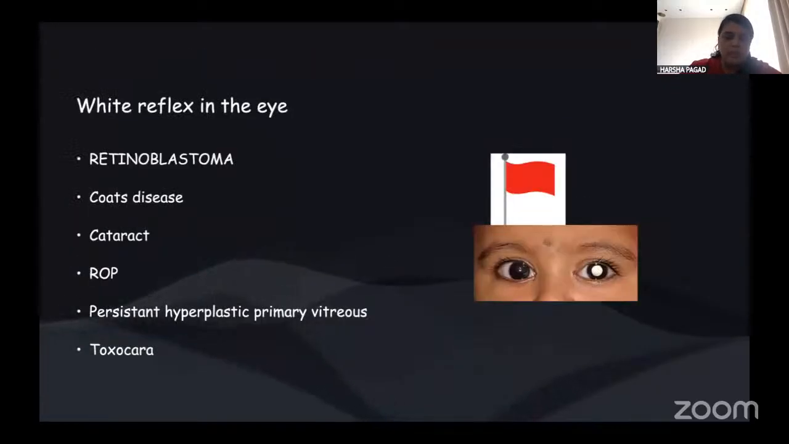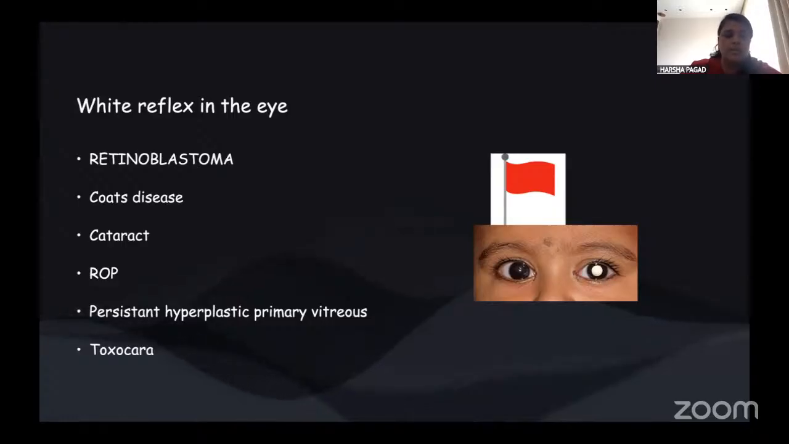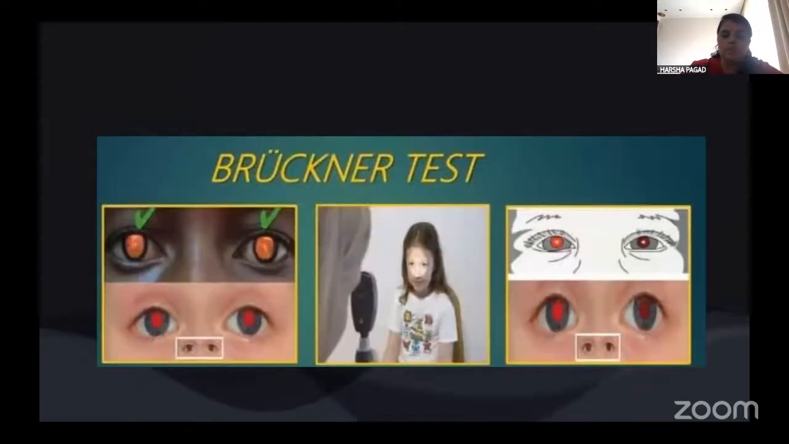The last important thing which we need to know in a child is a white reflex in the eye, which cannot be missed. It could be due to a threatening retinoblastoma, Coats disease, cataract, ROP, persistent hypoplastic primary vitreous, or toxocara. This is a simple test which every pediatrician can perform. It's called Bruckner's test, where we use a direct ophthalmoscope and throw light from a distance of 1 to 2 meters on the glabella of the nose, and we notice the red reflex in both eyes. So what are we noticing when we are seeing the red reflex? It should be equally glowing in both eyes.